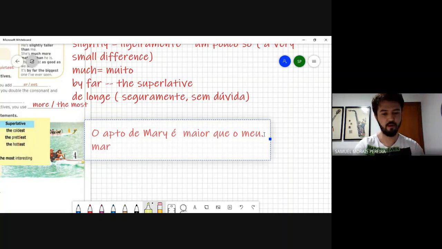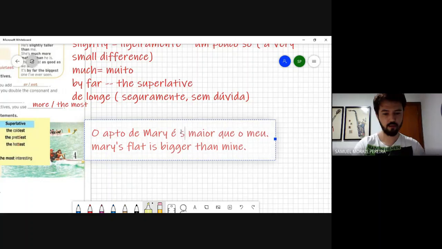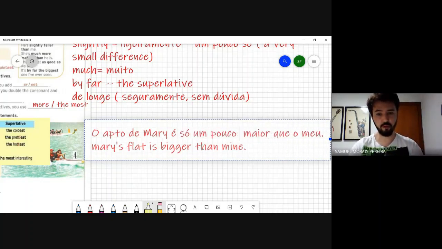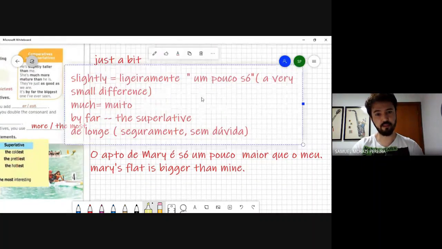No, vou fazer então, ó. Mary's flat is bigger than mine. Quando eu ponho aqui é só um pouco maior que o meu, I am talking about this fact. There is a difference, mas é uma ligeira diferença, tudo bem?